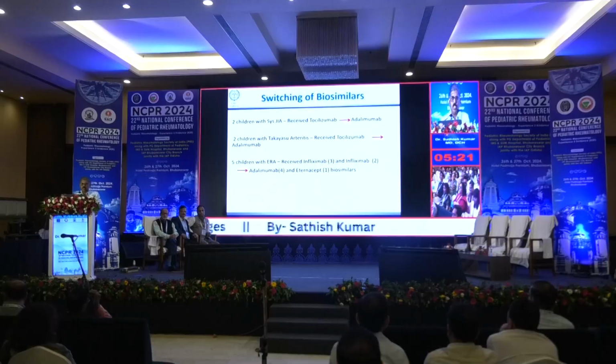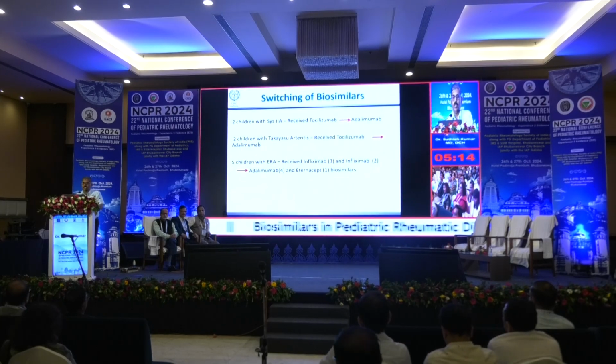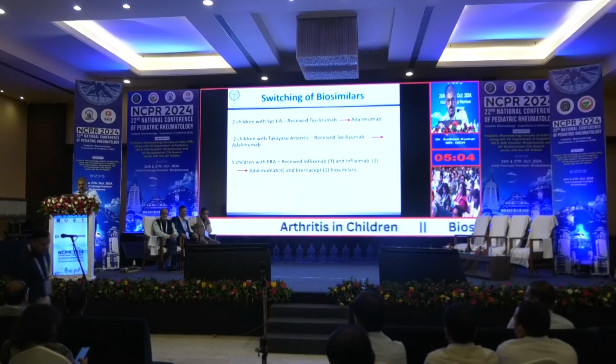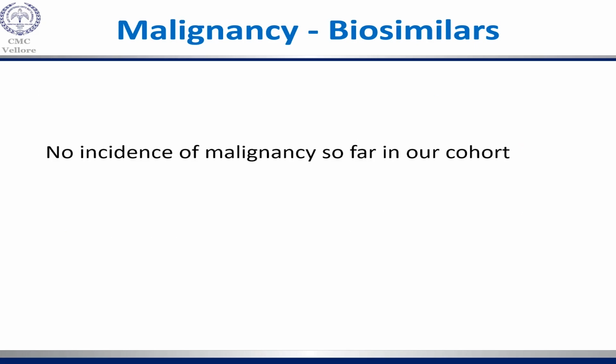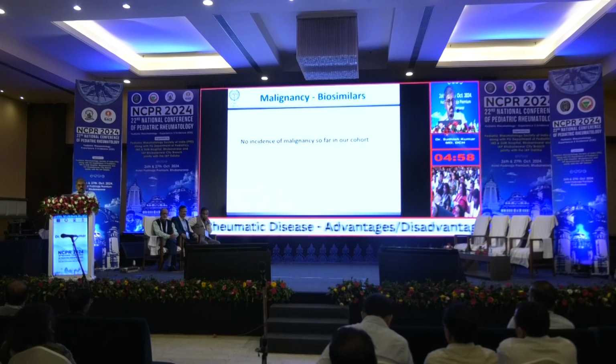In systemic JA children we use tocilizumab because of the many systemic features. Some children develop only arthritis which is not resolved symptomatically, and we have shifted those. Two children with Takayasu arthritis receiving tocilizumab, still with active disease, we have to give adalimumab. And ERA children who received infliximab, we then shifted to adalimumab also. Malignancy, so far we have not seen any in our cohort of children who received biosimilars.